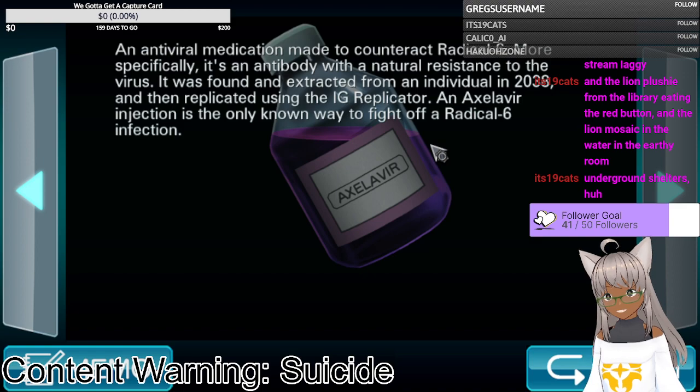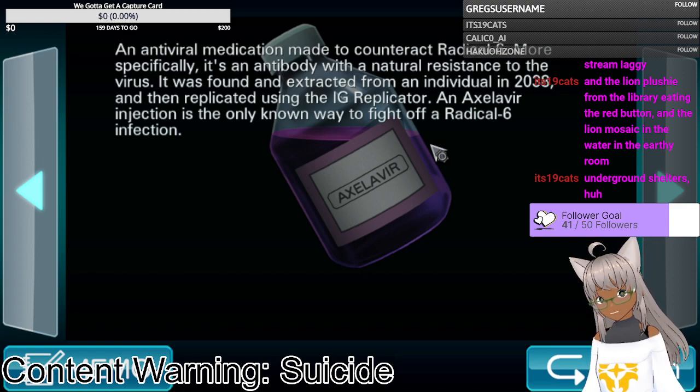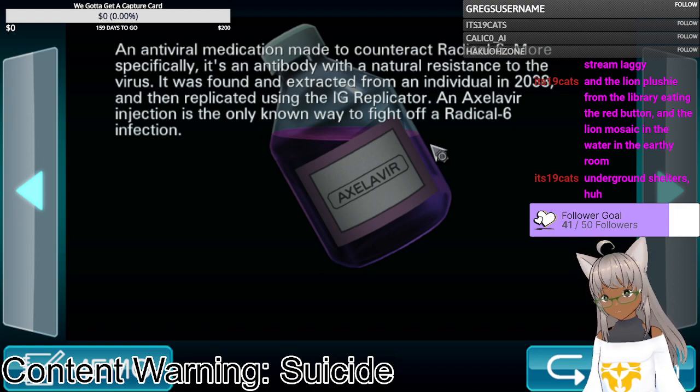Excalibur, an antimalarial medicine made specifically to counteract Radical 6. More specifically, if it's an antibody with a natural resistance to the virus. It was found and extracted from an individual in 2038.